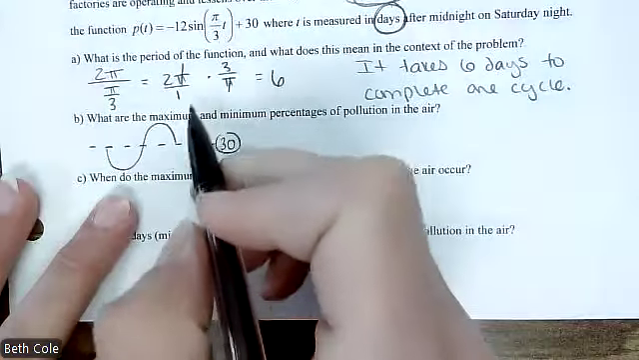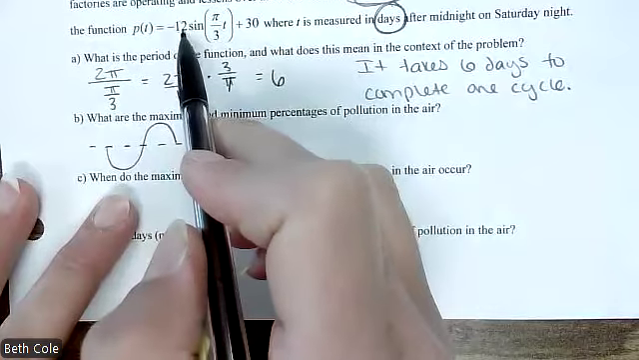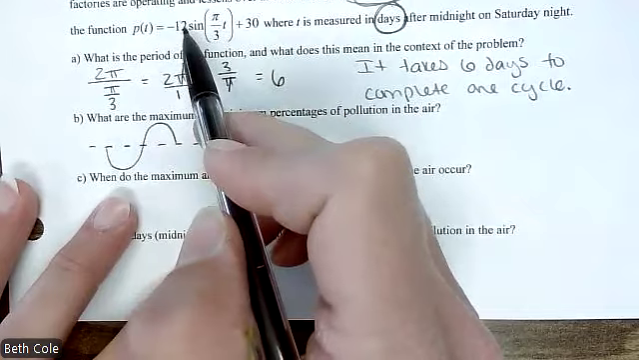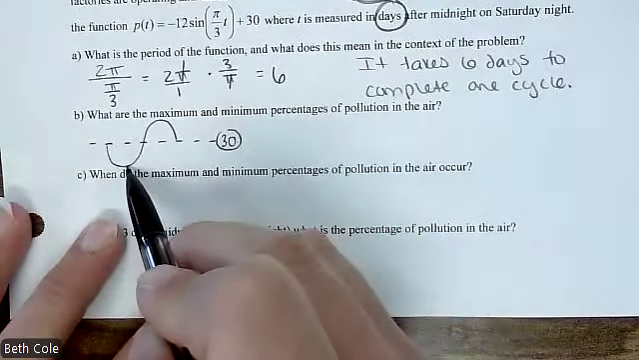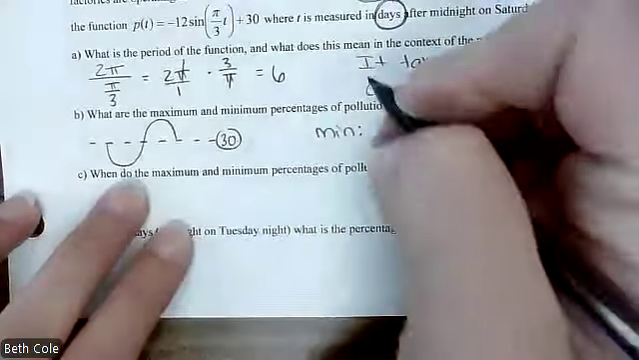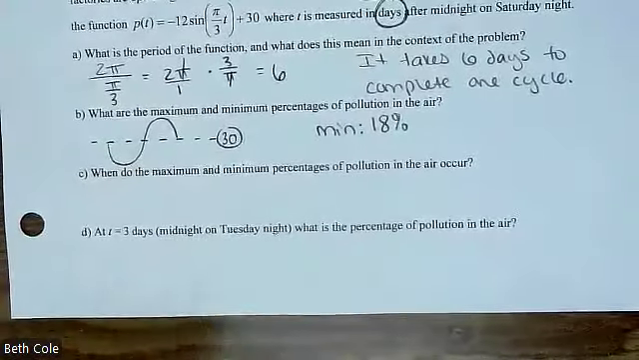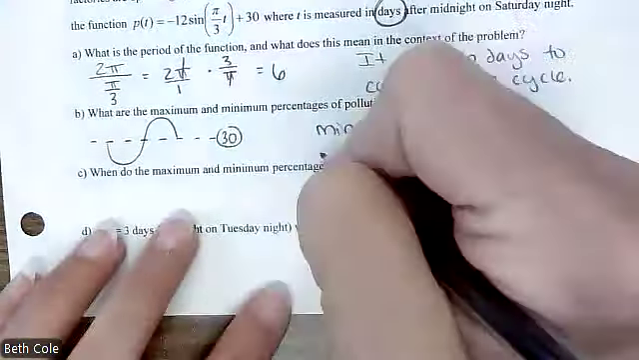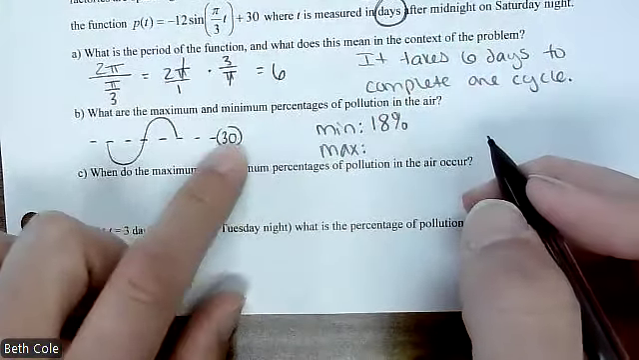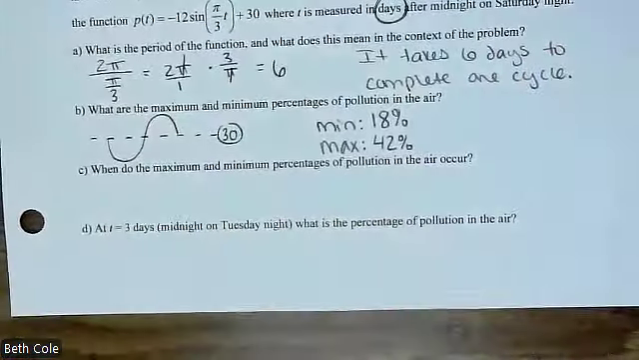Okay. Now, how far do we get from the center line? 12. Do you all see that there? I realize it's a negative 12. That's what made us go down instead of up. But 12 is your amplitude. So you have to take 30 minus 12 to get this minimum. So what is our minimum going to be? So 18%. So 18% pollutants in the air. And then your maximum, you're going to start at that middle line 30 and add 12. So 42%.